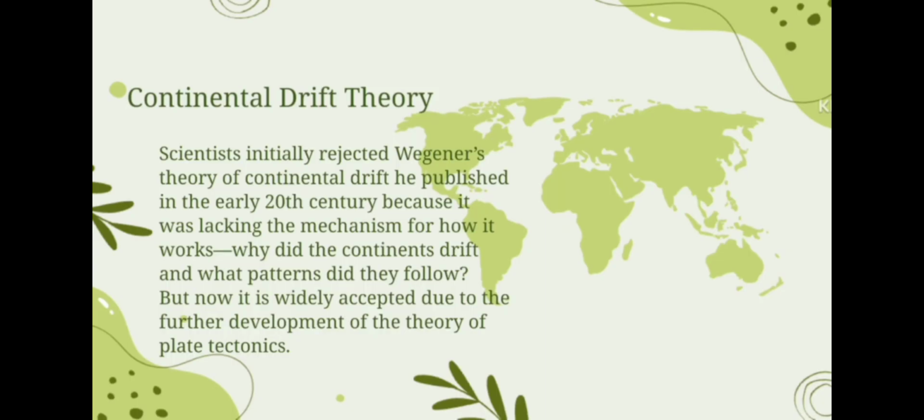Scientists initially rejected Wegener's theory of continental drift, which he published in the early 20th century, because it was lacking the mechanism for how it works. Why did the continents drift, and what patterns did they follow? But now, it is widely accepted due to the further development of the theory of plate tectonics.